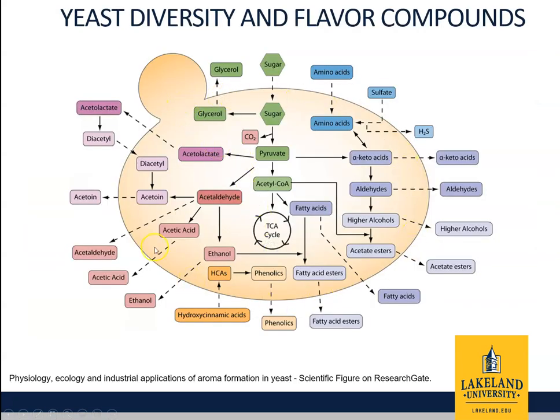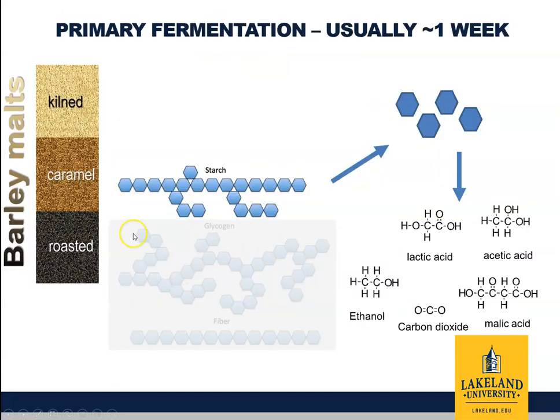So this is just a cartoon image of what a yeast cell looks like. You have all of these different inputs: the sugar, different amino acids and proteins, and the yeast will release a lot of different components that are going to give you various flavor profiles. Remember, we're starting with these malts and different kilned versions of that. The starches in these malts are broken down by enzymes into smaller components, and then the yeast take these up and release these various different flavors.